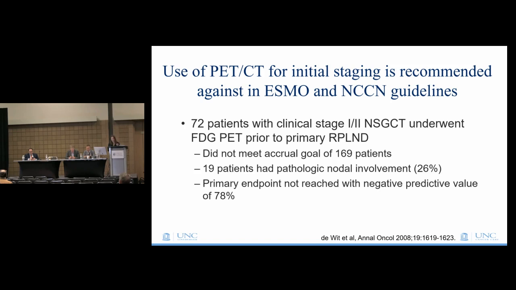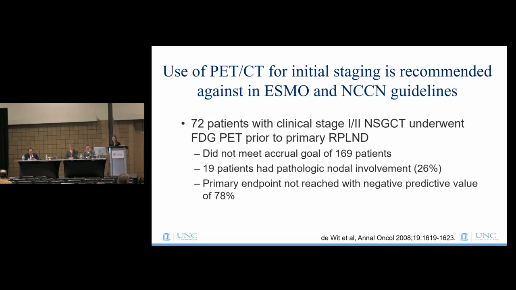This is a big German study that looked at 72 patients, and all of these patients were undergoing primary RPLND for either a stage 1 or stage 2 non-seminomatous germ cell tumor. They all had PET prior to surgery, and the gold standard here was pathologic viable tumor. They initially set out to accrue 169 patients, but while this study was going on, we really started to do more and more active surveillance for the stage 1 patients, so fewer patients were having primary surgery, and they didn't meet their accrual goal. Of the 72 patients that did accrue, 19 of them, so 26%, had pathologic nodal involvement.